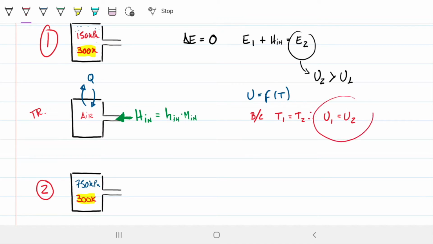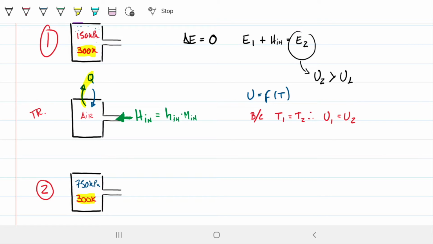Right? And if U1 equals U2, then the only way this can happen is if my Q is removing energy from this tank. So we cannot be giving energy to this tank, or else we will not satisfy this idea. Because if it were giving energy to the tank, we would have the energy from the heat plus the energy from the enthalpy. And that would imply that this guy could not be 300 Kelvin, right? So that tells me beforehand that Q has to be leaving this tank.